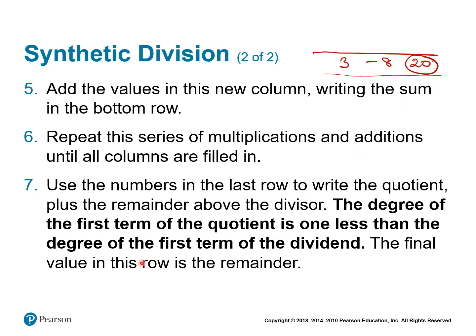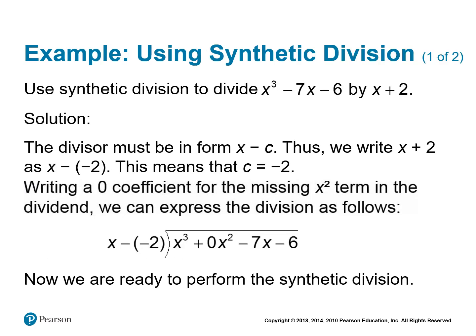All right. The final value in this row is the remainder. That's what it's saying. The end value in the bottom row is always the remainder. The rest of the numbers are aligned to the quotient value. Let's look at this example that we have on this slide and see if it's following all the steps. So the example says use synthetic division to divide x cubed minus 7x minus 6 by x plus 2.